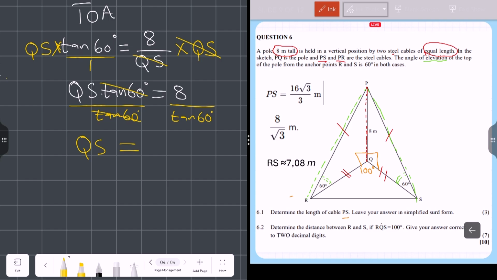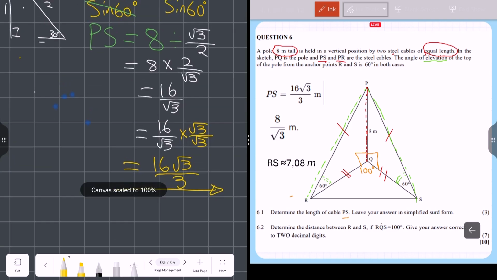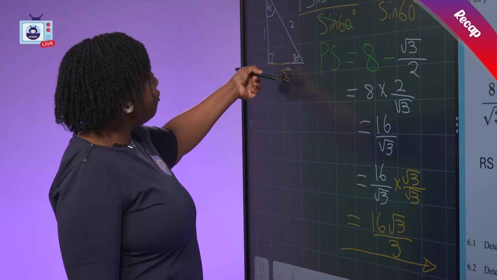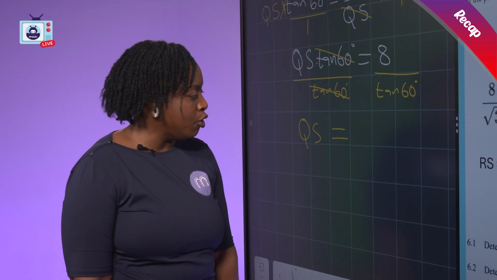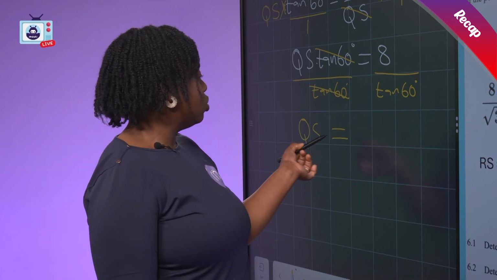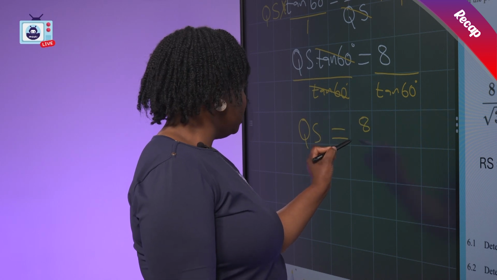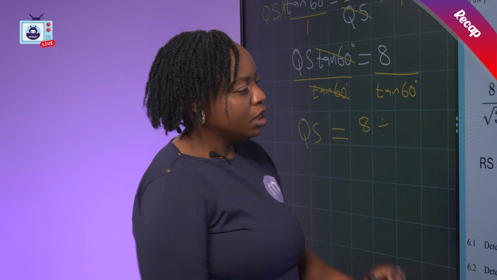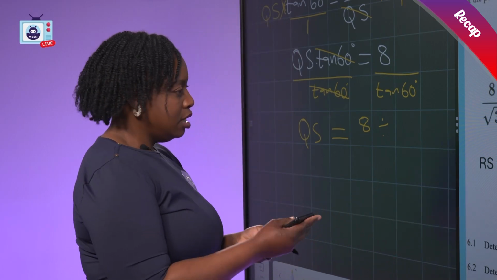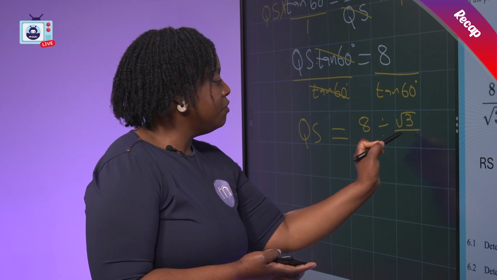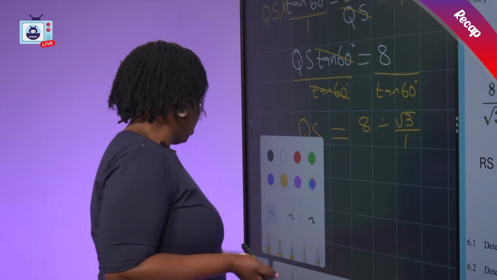If you go back to our small triangle that we had there, our tan 60 is opposite over adjacent, and the opposite was root 3. So that's what you're going to focus on here. So we're going to have 8 divided by tan 60. Our opposite over adjacent, that side was the square root of 3 divided by 1.